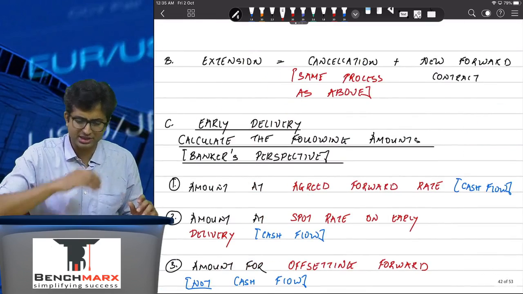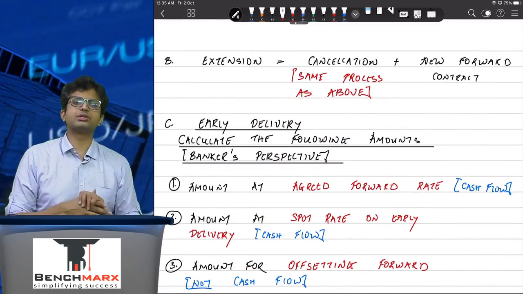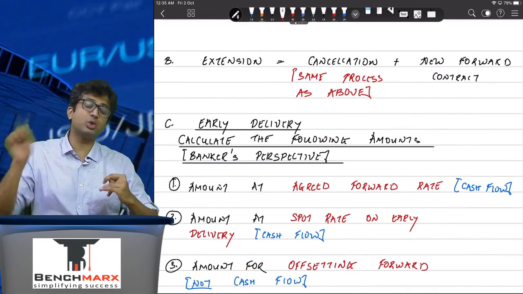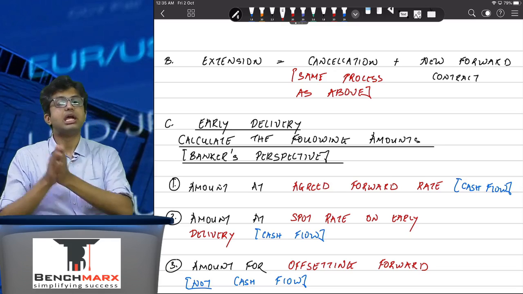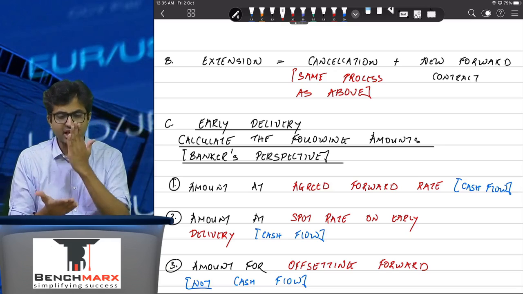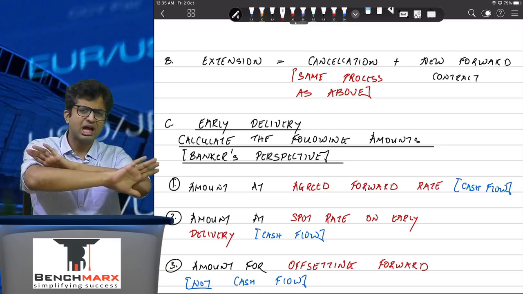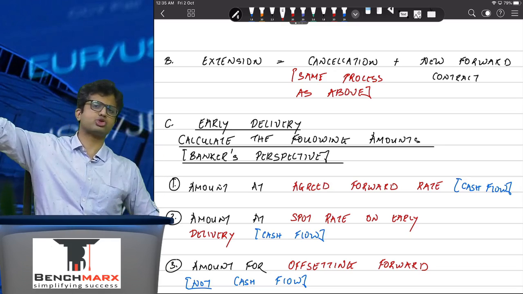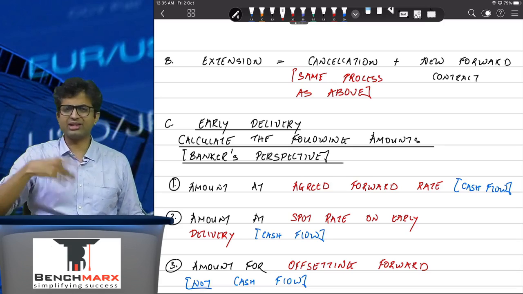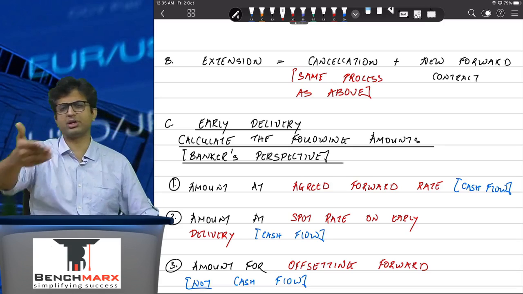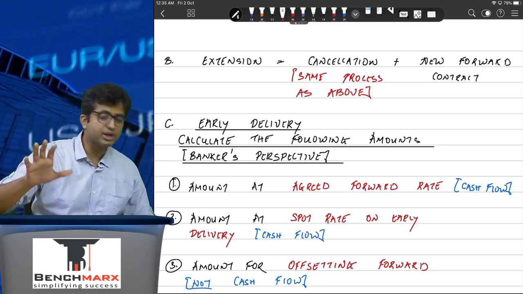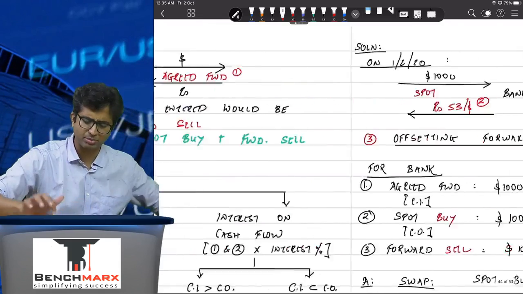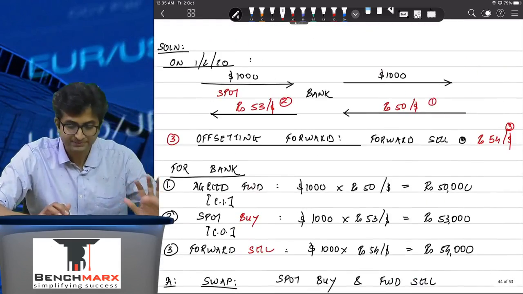What happens in case of an extension? Extension means you will cancel in the usual way, on the due date or before the due date, and then enter into a new contract. So instead of 31st March, if you want 30th of April, and the cancellation is happening on 1st February, so you want to extend, then you cancel the original contract and then enter into a fresh contract which matures on 30th of April. So extension is nothing but cancellation plus a new forward contract. Early delivery, we will do probably at a later part of the video, and for late extension, I'll try to make a separate video as well.